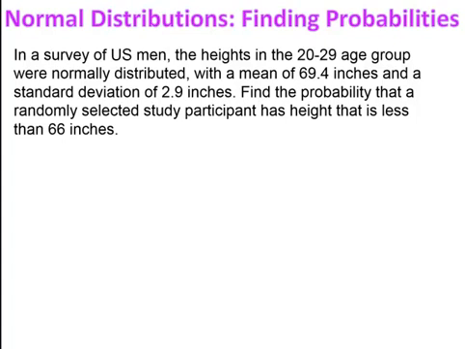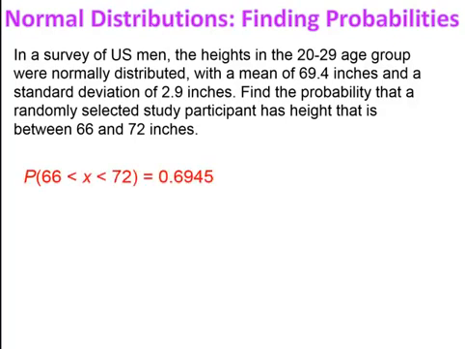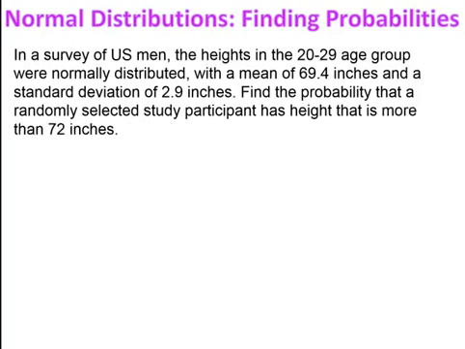Pause and try. So in this, it was asking us for less than 66. So when you've done this, you should have gotten a probability of 0.1205. Pause and try. And because it's between, you want to make sure that it's between those two numbers, and you ended up with a probability of 0.6945. Pause and try.